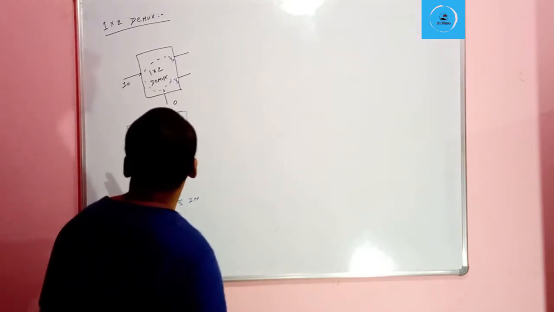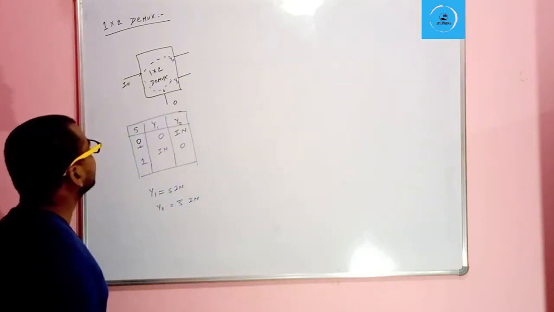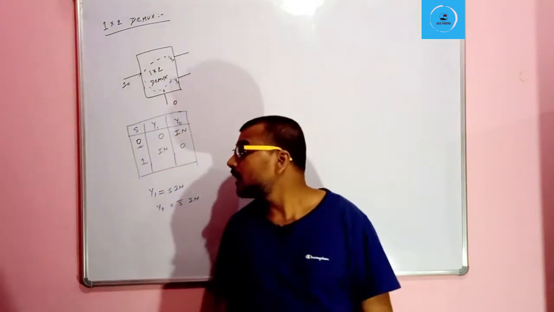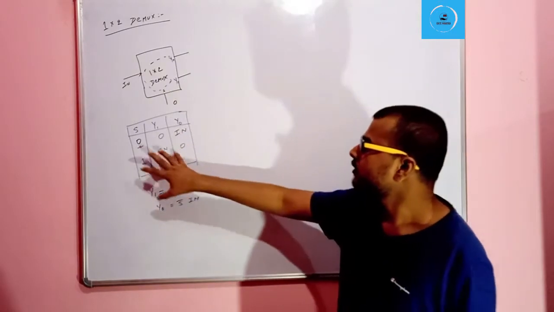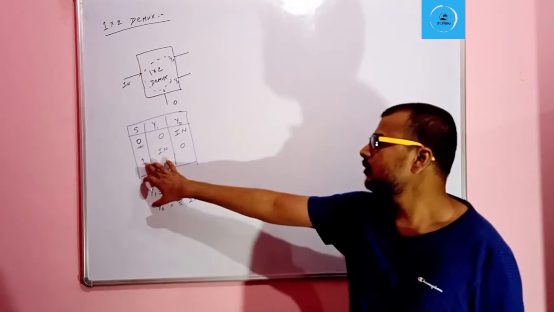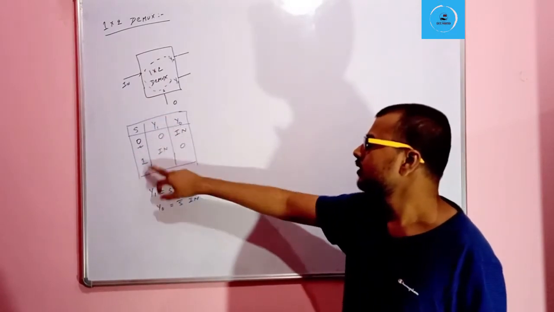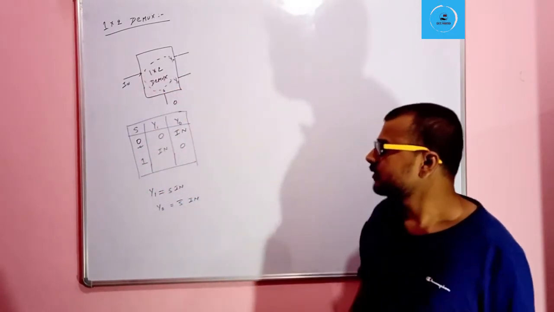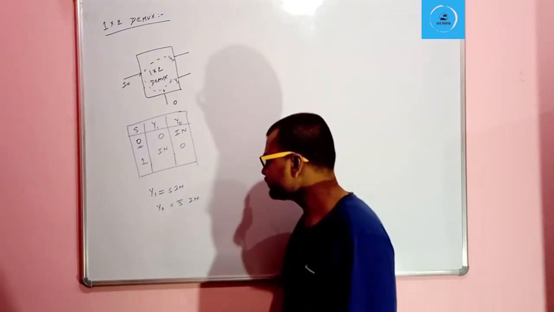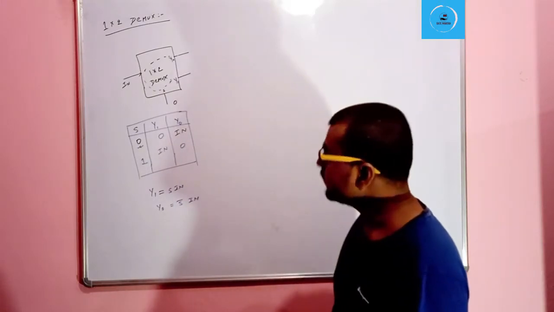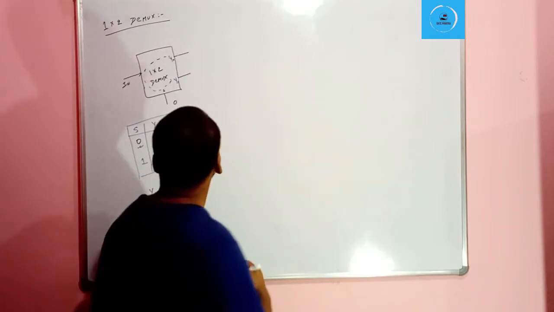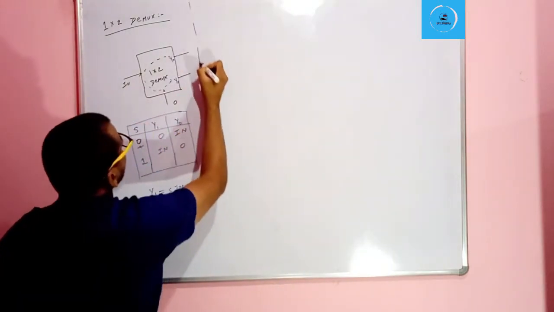Okay, so this is the 1:2 demux, in which there is one input and two outputs, Y0 and Y1, and this is the truth table. For selective line equal to 0, IN will be transferred to Y0, and for selective line 1, IN will be transferred to Y1. Okay, so let's see the 1:4 demux.